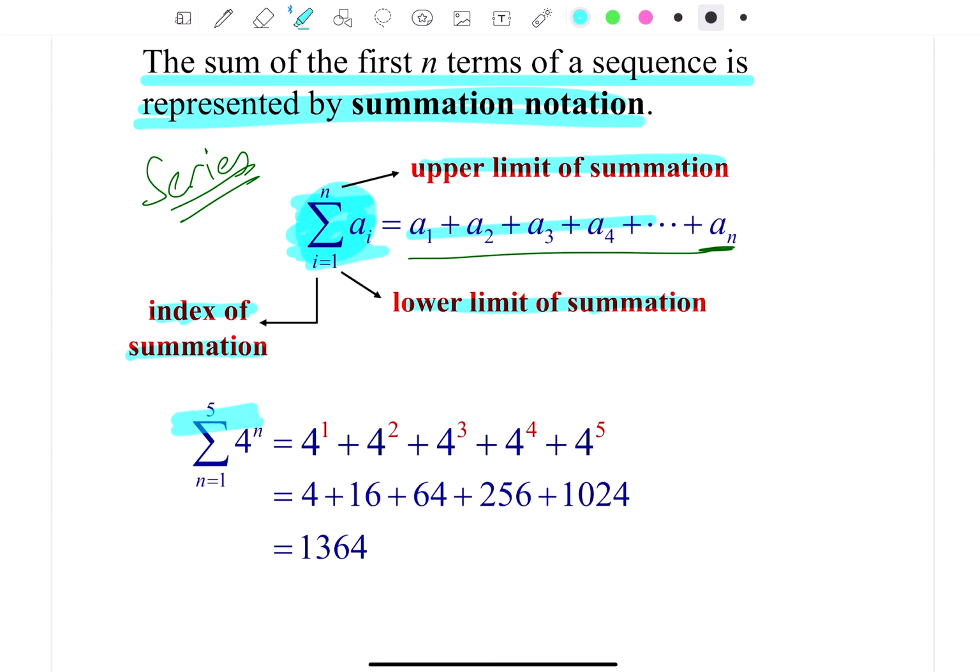So if I have summation 4 to the power n, n equals 1 to 5, that means I would be adding 4 to the first power plus 4 to the second power all the way to 4 to the fifth power. And that's going to be 1364.